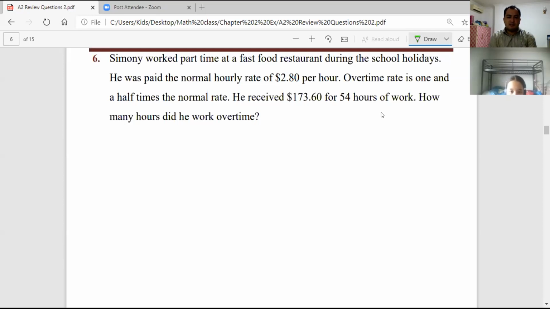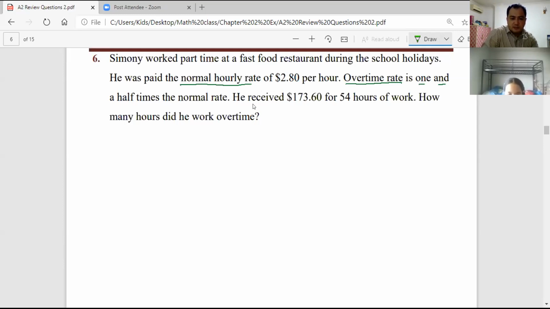Actually, the first sentence, Simony worked part-time at a fast food restaurant during the school holidays, we have nothing to do with to solve this problem. It's just information, we can ignore that part. The second part says he was paid the normal hourly rate of 2.80 per hour. That is important. So here we have normal hourly rates, and here we have overtime rates, which is 1.5 times the normal rate.